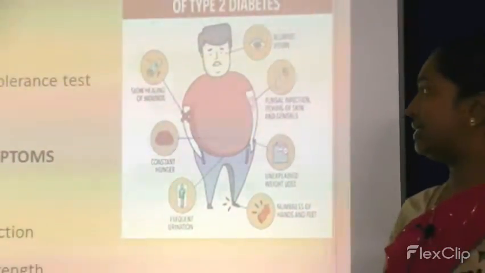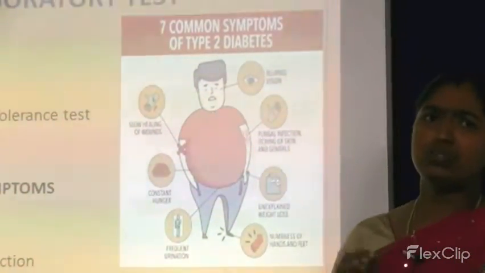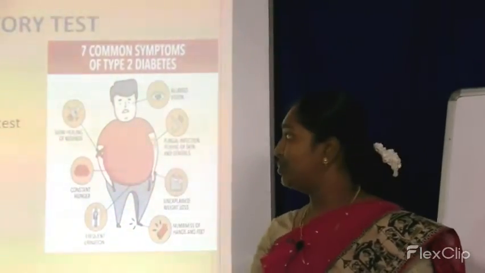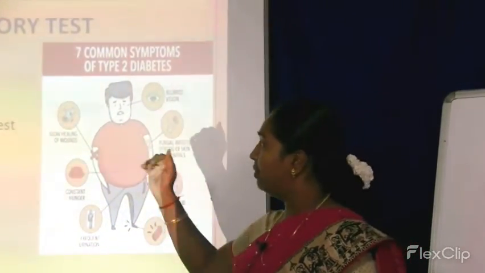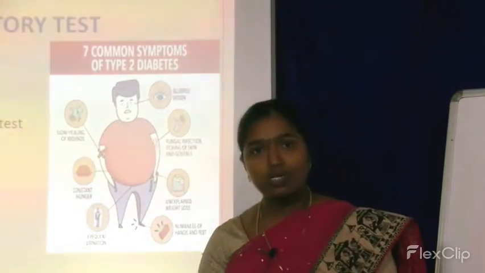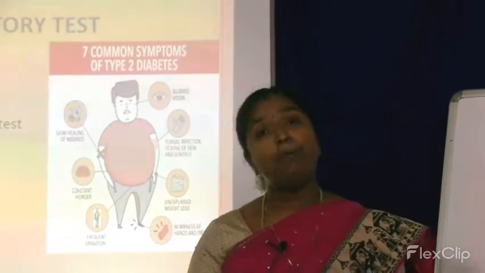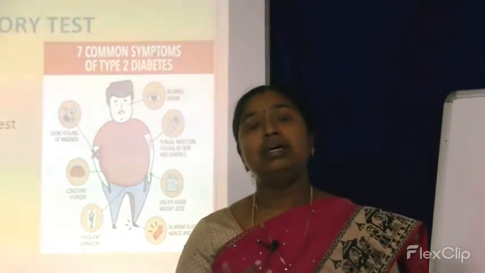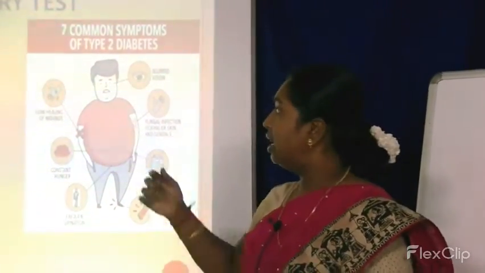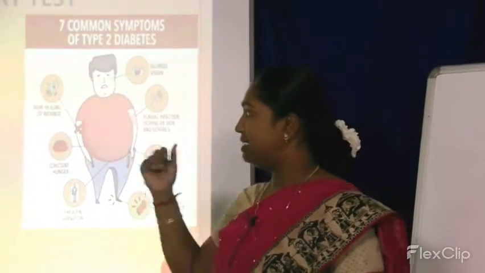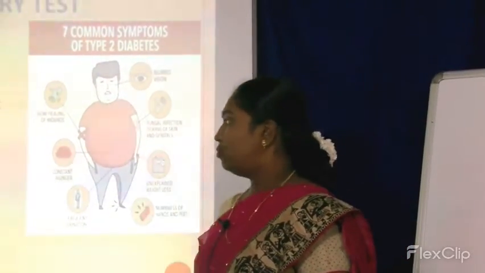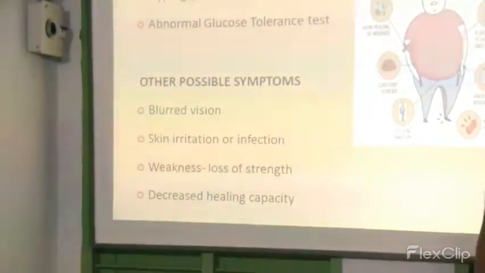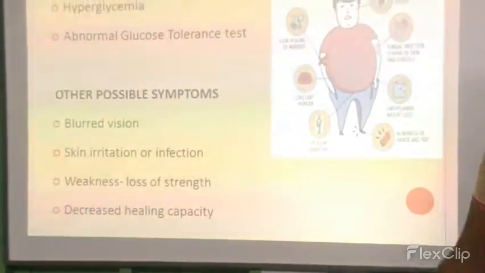Next are the classical clinical symptoms and the clinical laboratory tests. These laboratory tests will show who the patients of diabetes are. The first tests are glycosuria, hyperglycemia, and abnormal glucose tolerance test. What is glycosuria? Glucose present abnormally in the urine. Hyperglycemia: without insulin, elevated blood sugar will be seen. The abnormal glucose tolerance test will be seen later. Next, other possible symptoms are blurred vision, skin irritation, infection, weakness, that is loss of strength, and decreased healing capacity.